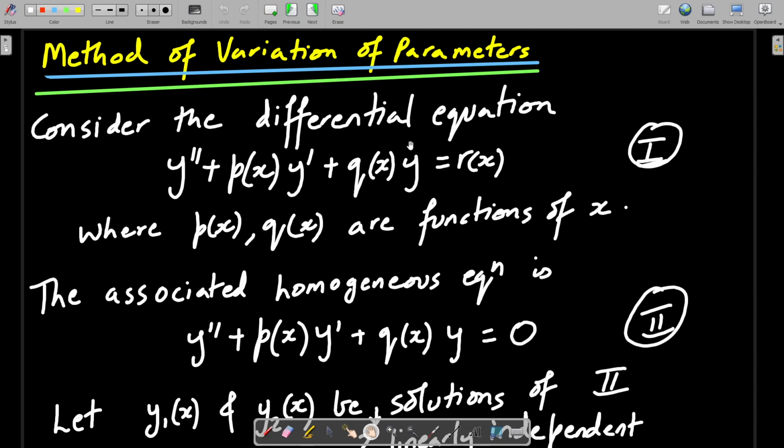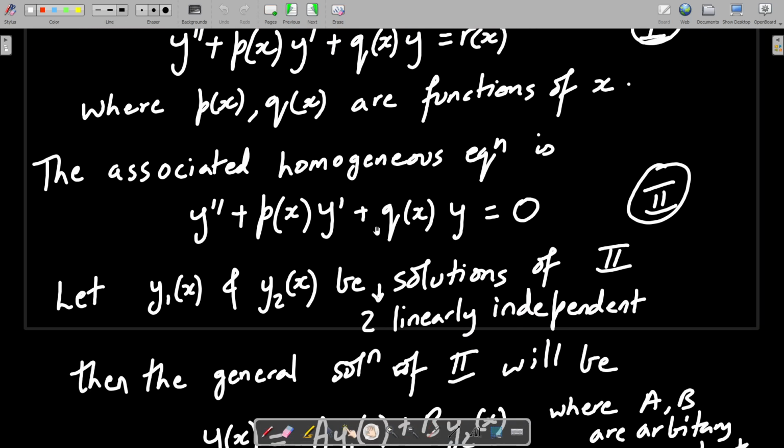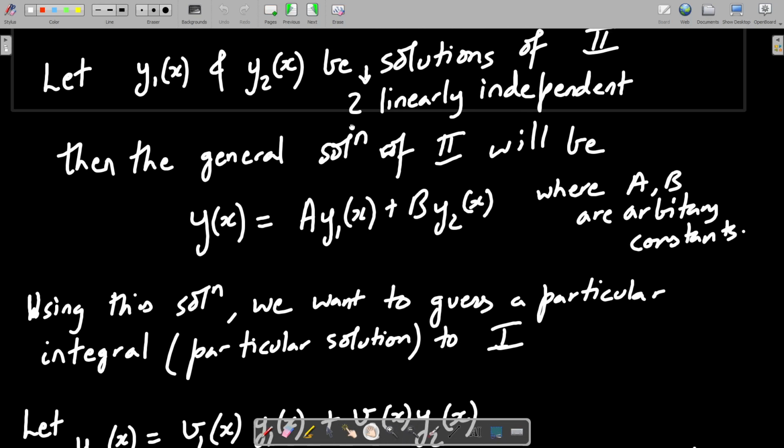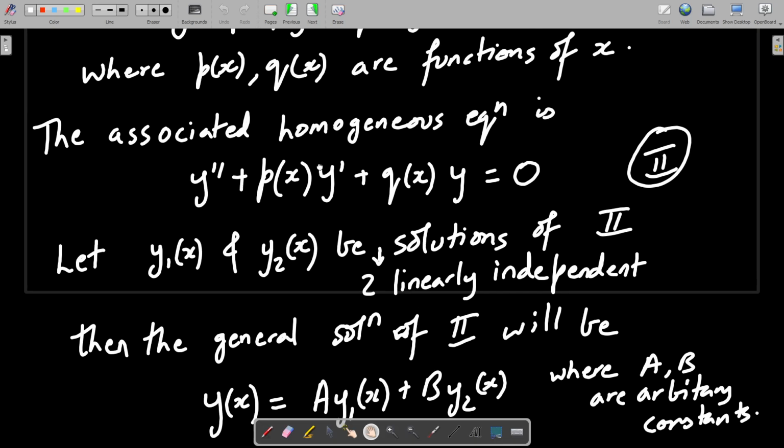Continue with what we had stopped yesterday. So we were doing the method of variation of parameters and we had derived the formula for it. One thing I forgot to tell you all yesterday is why we call this thing the method of variation of parameters.